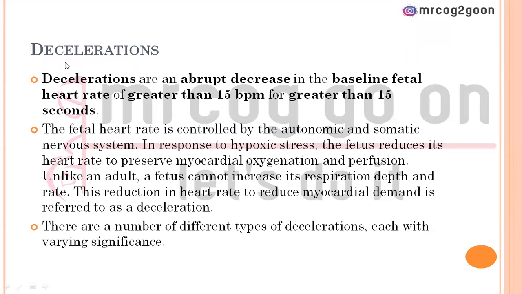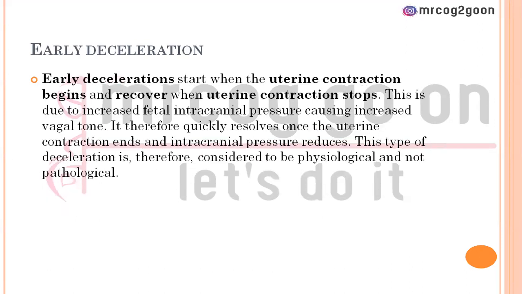Deceleration is the opposite. You will find a depression in the heart rate for greater than 15 beats per minute for more than 15 seconds. We have different types of deceleration. Deceleration indicates that there's hypoxia. The baby is not getting enough oxygen. We have early deceleration. Early deceleration is a mirror image of the uterine contraction. You will have a uterine contraction, and at the same time, you will have a deceleration. Okay?